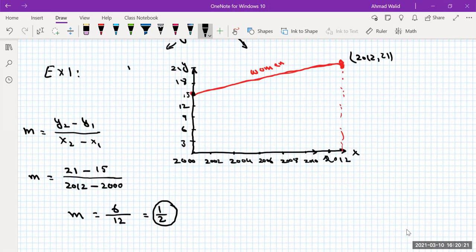If my y is in millions and x is the year, correct? It shows the rate of change. 1/2 means 0.5, correct? It means the rate of change is 0.5 million women per year, correct? In each year, 0.5 million more women are living alone in the United States, correct?